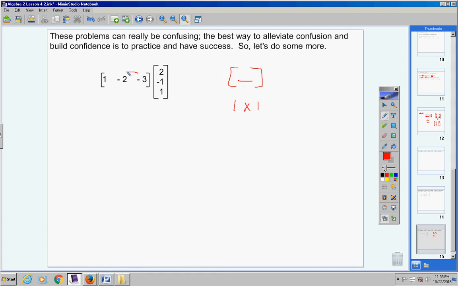You take your row times your column. 1 times 2. -2 times -1. -3 times 1. Combine those 4 numbers and you get a 1. Now, are there any more columns? No. Are there any more rows? No, you're finished. The answer is 1. A 1 by 1 matrix with 1 inside of it.